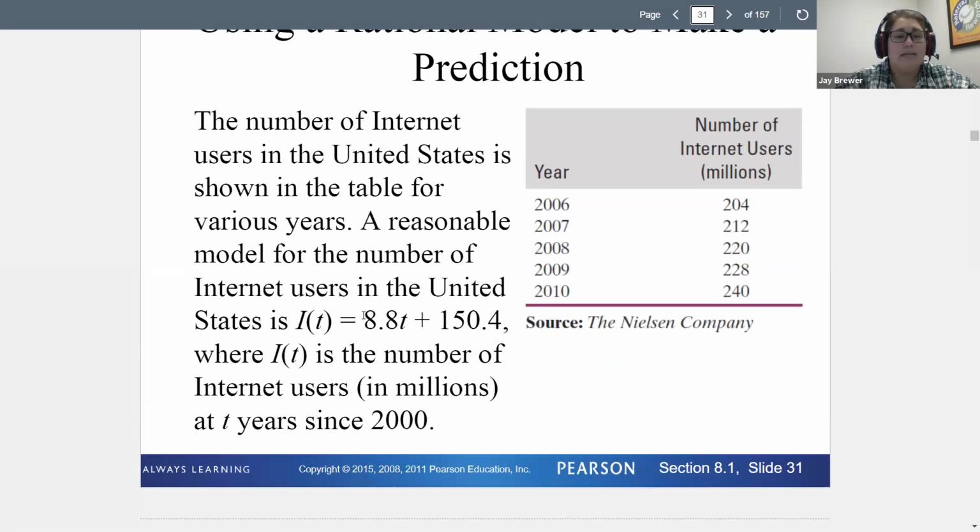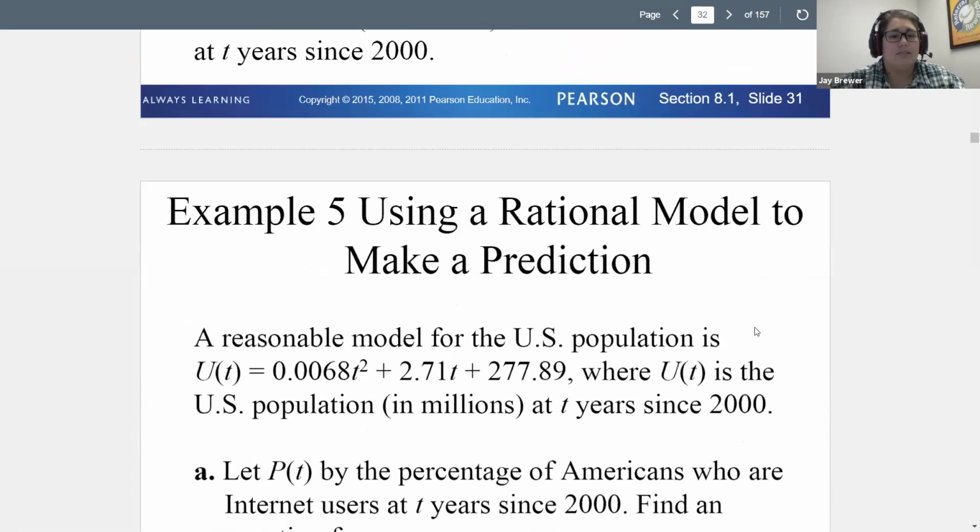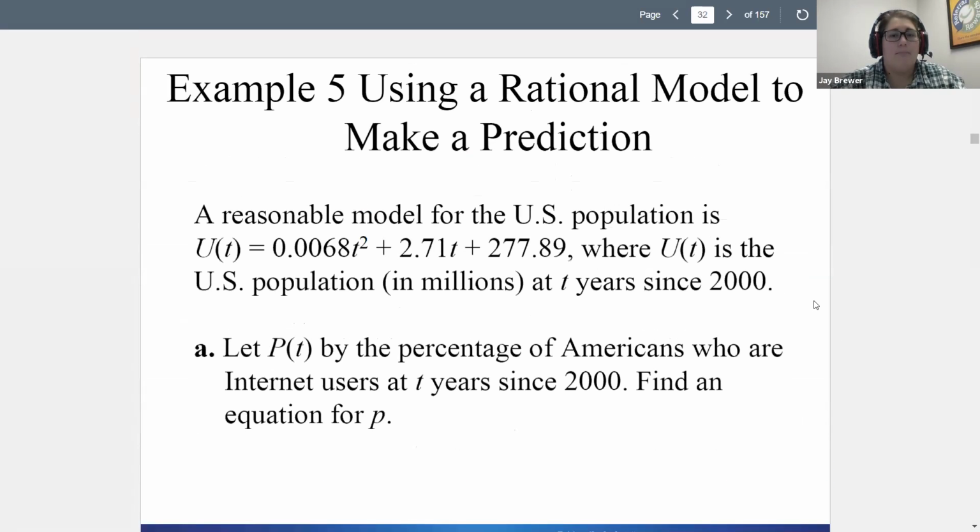So if you wanted to find out how they got this 8.8T and this positive 150.4, that's going back to, remember when we did our linear regression and we put in our L1 and our L2? This is our L1 and our L2. They just kind of did some of the work for you. I'm not sure if Pearson will be that nice. So just jot down, hey, this is my L1 and L2, in case Pearson decides that they aren't going to be as nice as their slide is.